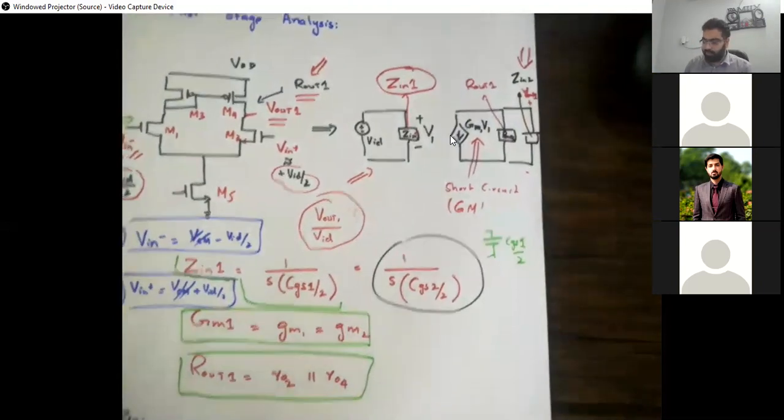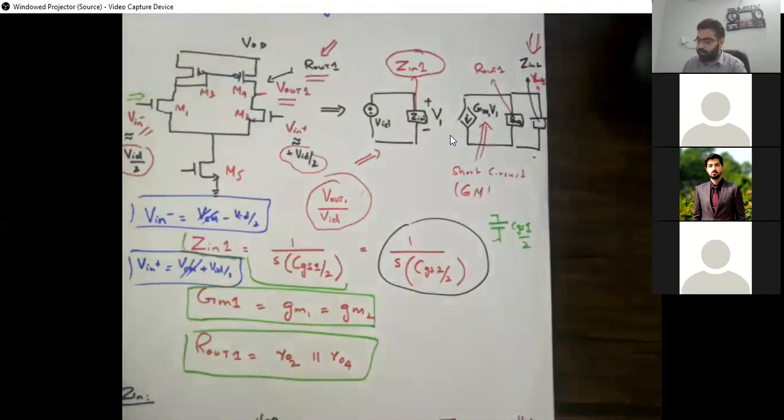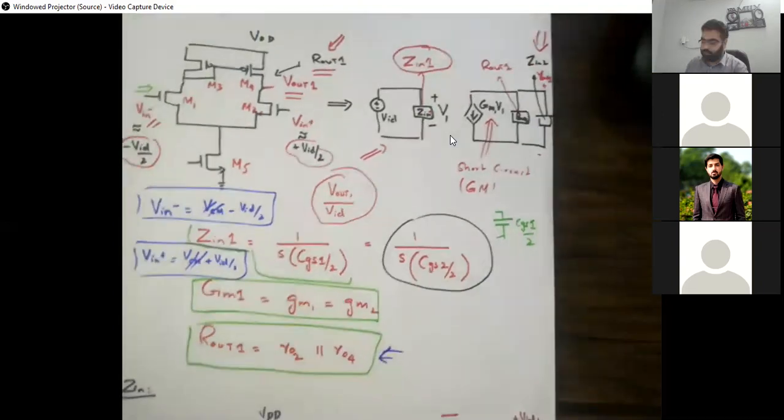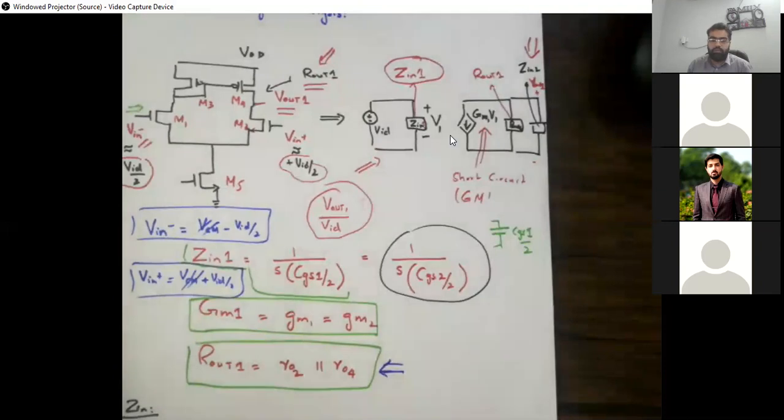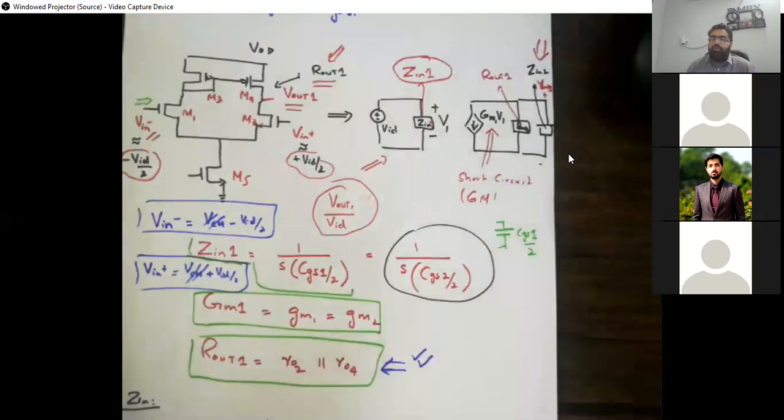So all of you are comfortable with what's written here? R out 1 is R out 2 in parallel with R out 4. So if you are not comfortable, we can do a small derivation to see, because if we just look with the bare eye, we might say it's RO2 in parallel with RO4, but the analysis which we do might end up in some different configuration. The end result is definitely this one, but we need to see how we normally find it.